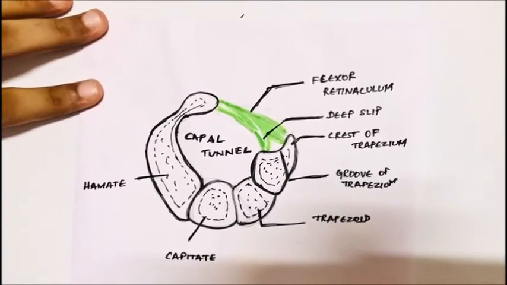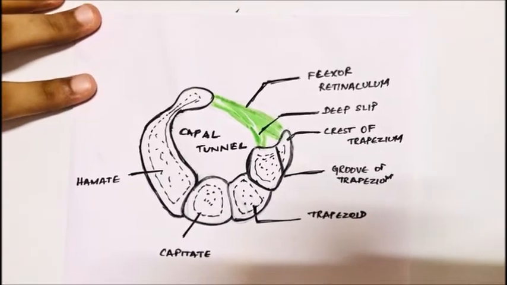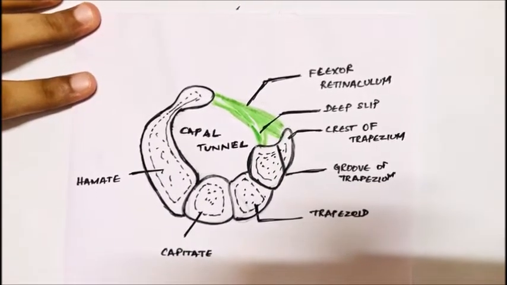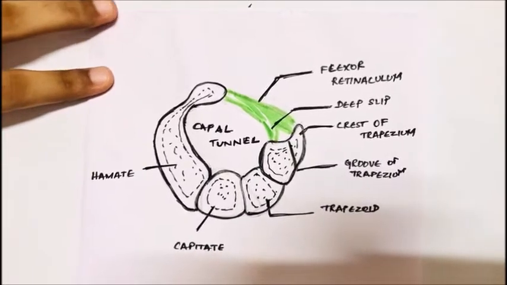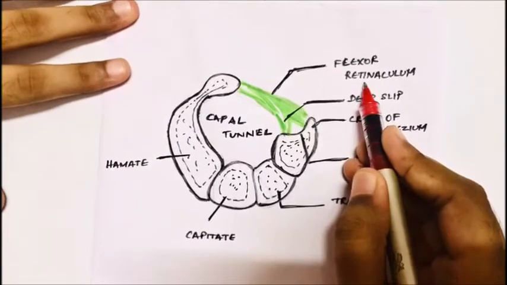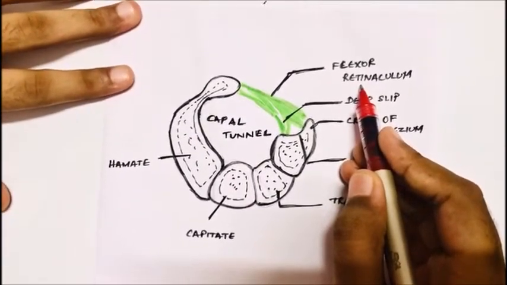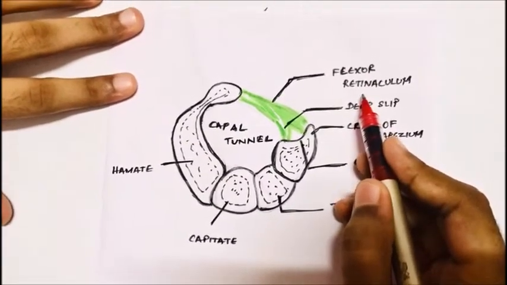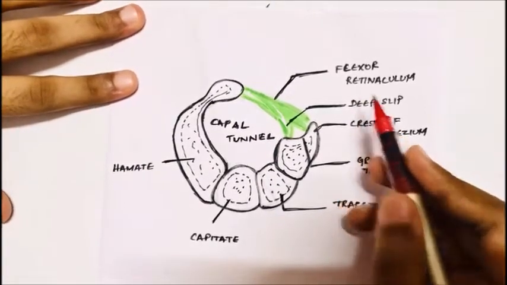It is a strong fibrous band that bridges the anterior concavity of the carpus, also called the carpal arc, and converts it into an osseofibrous tunnel called the carpal tunnel. The flexor retinaculum is triangular and is formed due to the thickening of the deep fascia in front of the carpal bones. Let us move on to its attachments.